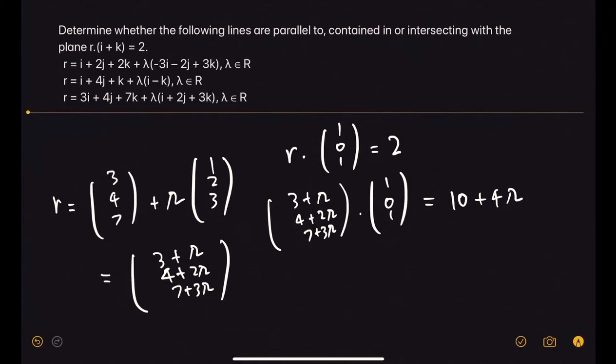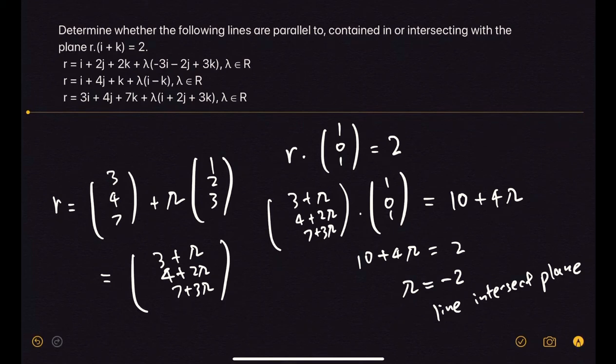So if this is the case, all you need to do is find the unknown, lambda. You're going to find this unknown, and this shows you that the line intersects with the plane. Okay, so that's all for the ways to determine whether the line is parallel to, contained in, or intersecting with the plane.